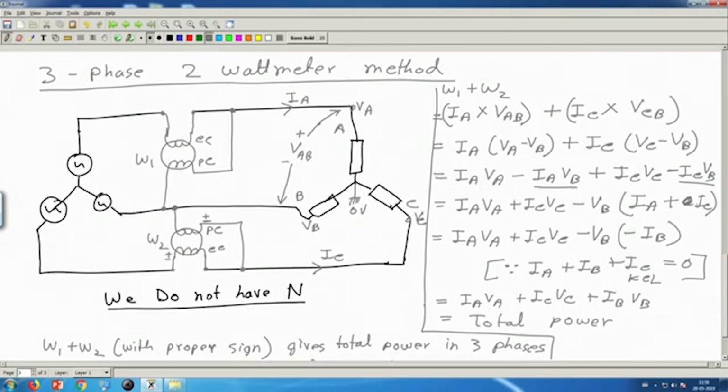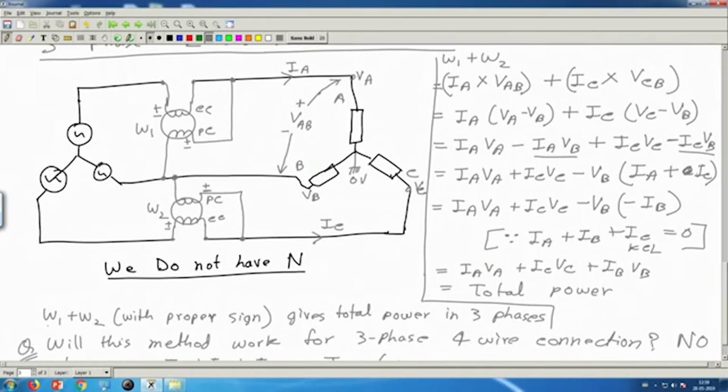Similarly, if I have the plus minus sign here, the current is entering through the plus minus sign according to the chosen reference. Here also I should have the plus minus side on this side, from this to this, so that this is measuring VA minus VB. Why is this so important? Because in the 2 wattmeter method, as I already mentioned, W1 plus W2 with appropriate sign only gives the total power.